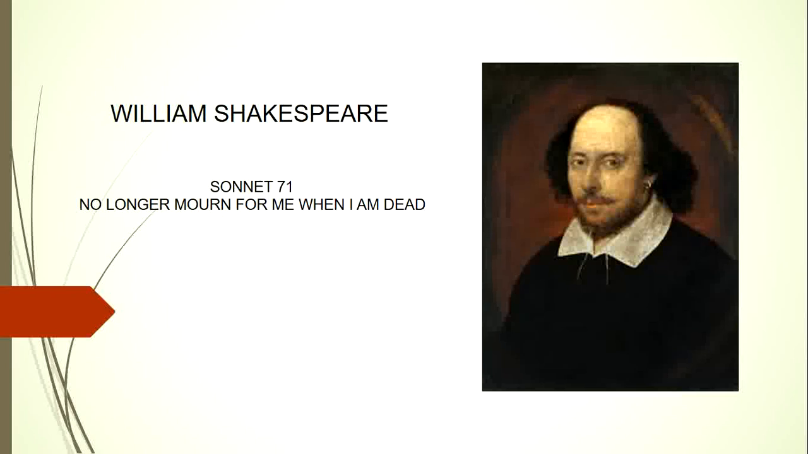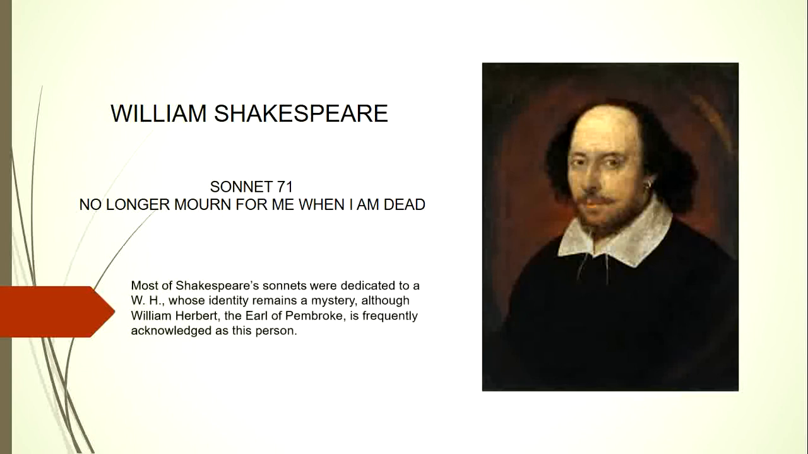Hi all, so today we're going to be looking at William Shakespeare's sonnet number 71, No Longer Mourn for Me When I Am Dead. Now this sonnet, along with many of his other sonnets, were dedicated to a mysterious W.H., someone whose identity still remains a mystery, although researchers do believe that this person was in actual fact William Herbert, the Earl of Pembroke. So this person, William Herbert, is frequently acknowledged as W.H.